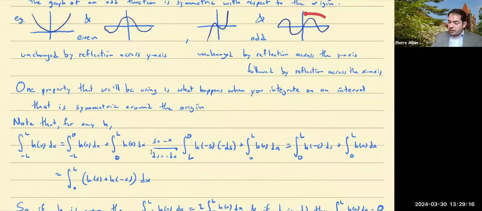Meanwhile, over here in an odd case, this says that if you integrate from minus L to L, then this area is the same as this area, but with the opposite sign. So the integral just cancels out. This cancels out with that, and so you integrate to 0.